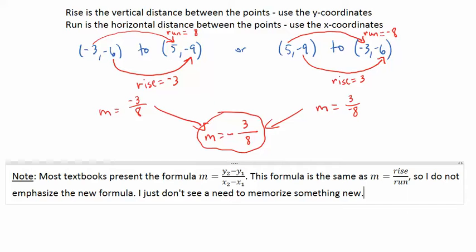So just a comment here, the above example with the two ordered pairs, most textbooks present this formula here, y2 minus y1 over x2 minus x1. I personally choose not to emphasize that formula, because as soon as I give this to a student, they try to memorize it, and maybe forget it. I personally like to use rise over run, because that's what a slope is by definition. So if you know that, you should be able to do a lot of problems on slope without having to memorize something new. But you're welcome to use that formula if you prefer it and understand it.